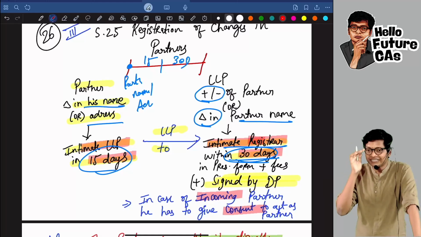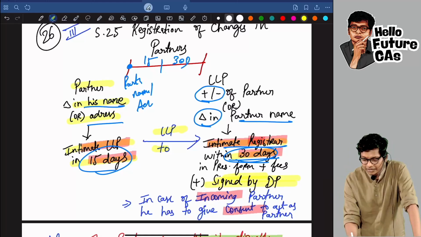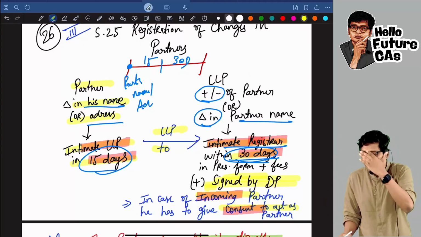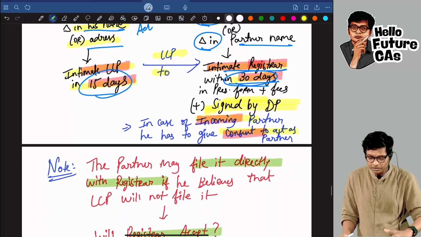Are you following, guys? Like that, if an incoming partner is coming, he has to give consent to act as a partner. Same as admission of partners in partnership. A new partner coming should give consent. Are you following, guys? Clear?